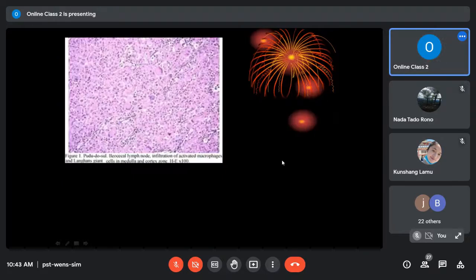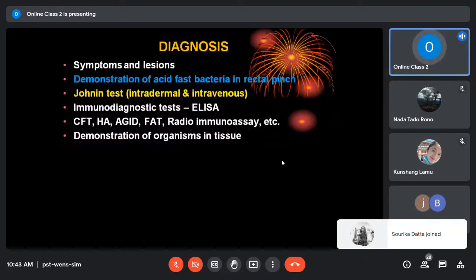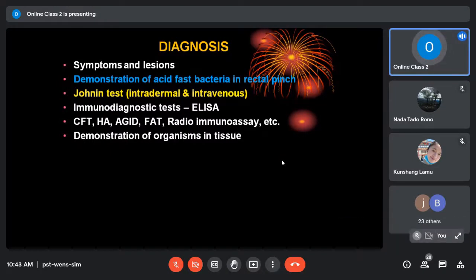So these are some more microscopic pictures. Then finally, diagnosis. Based on the clinical signs, symptoms and lesions, mainly progressive wasting, chronic diarrhea and intestinal corrugation, these are very important so far as this disease, paratuberculosis or Johne's disease, is concerned.